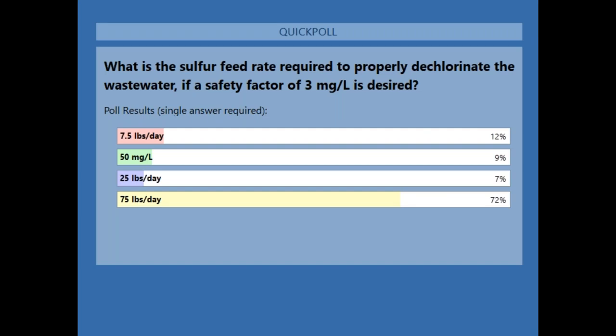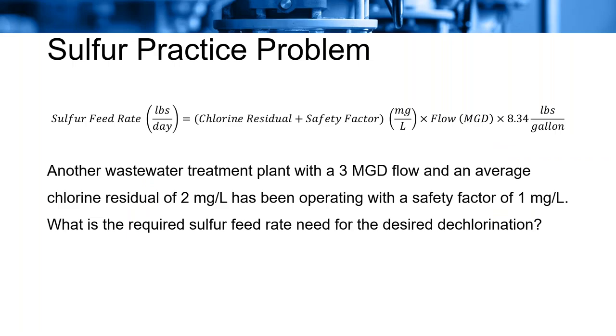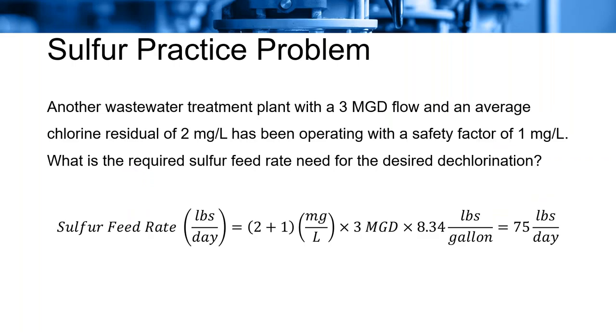Awesome. It looks like most of us got it correct, and we'll go over the solution right now. Once you combine the safety factor and the chlorine residual, it's pretty simple. We just add that together and then multiply it by our other terms. Cancel out our units, and we just multiply across, and we get 75 pounds a day. I'll leave this up for about 10 seconds. If you did get it incorrect, you can see where you might have made a mistake.